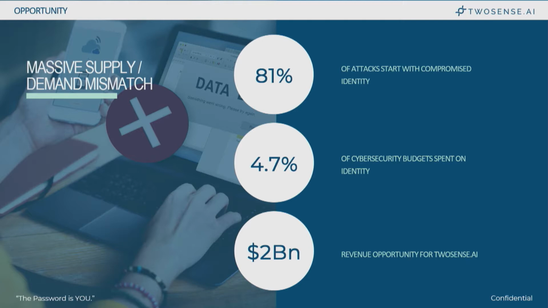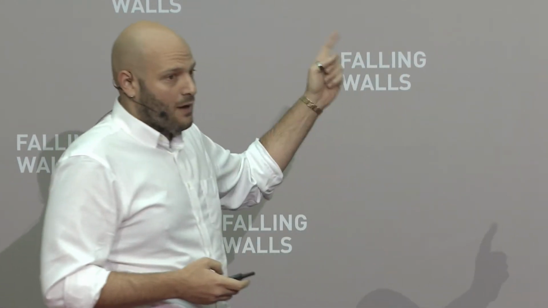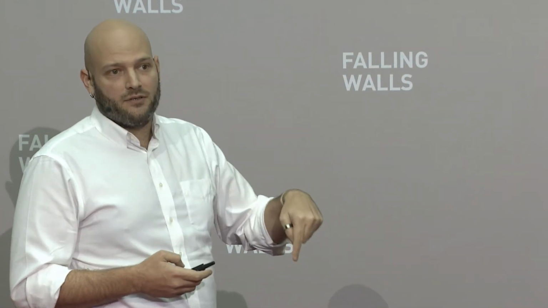But still, only 4%, 5% of cybersecurity budgets are spent on identity security, and that is because the money you spend on identity security means that for your employees, the people that have to get through this every day, they have to do more work. It adds friction. And that's why we're seeing this. That's why there's this huge disparity. And this disparity represents a $2 billion revenue opportunity for TwoSense, for invisible authentication in the workplace.